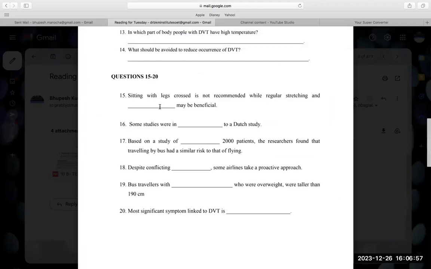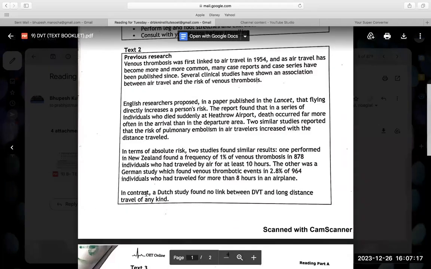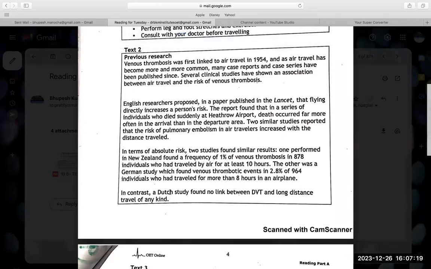It's exercising. So you asked me the 15 to 20th question. Now I am telling you what is the use of doing the first 7 questions first. Now I can easily say this thing. Some studies were in dash to a Dutch study. In contrast. Yes, sir. Contrast. That word I just did, in contrast. So again, I did not have any problem if you can understand in contrast. So it's just so simple.